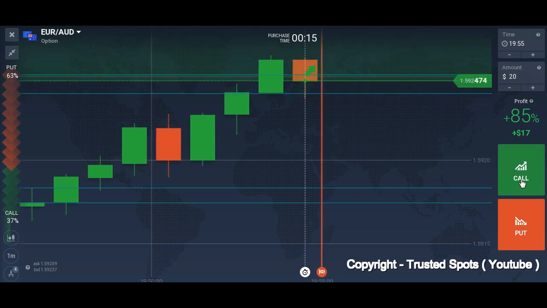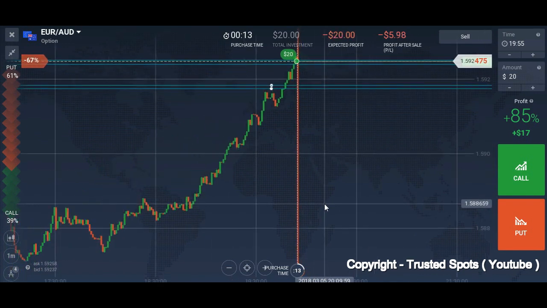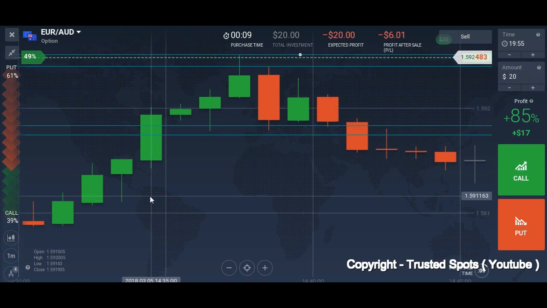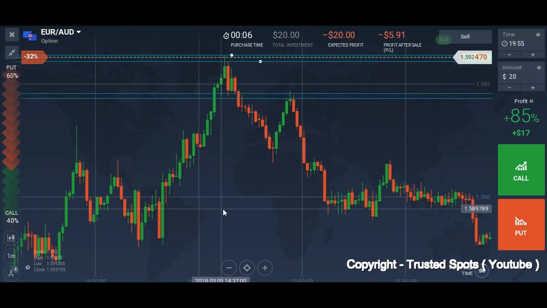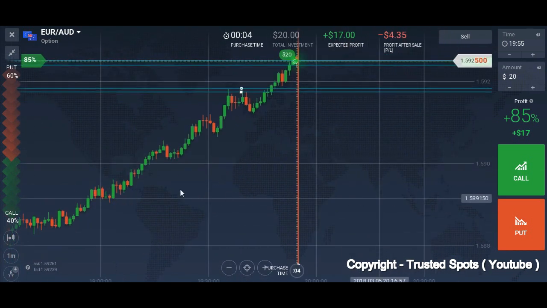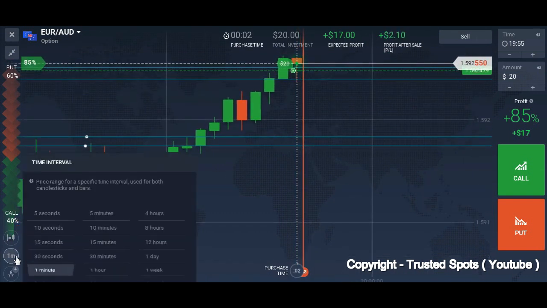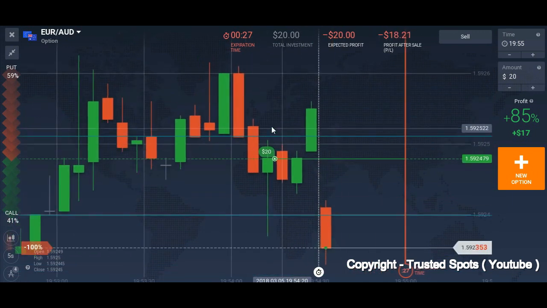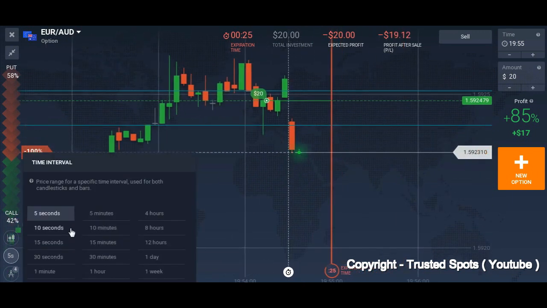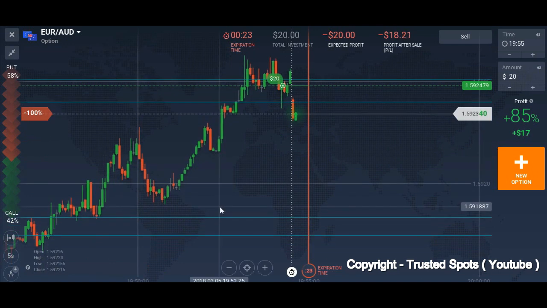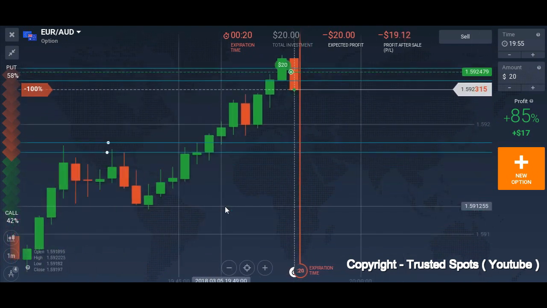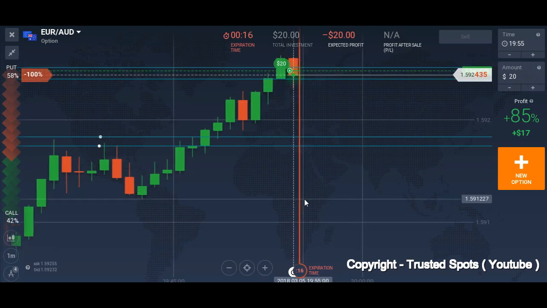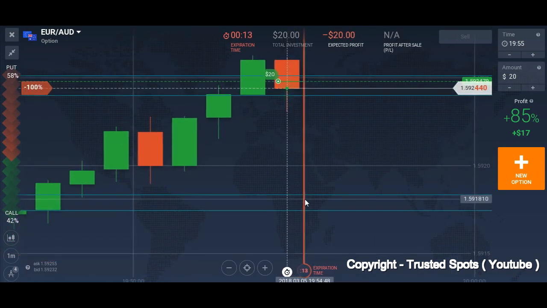Okay, yes, I got the confirmation. It was a breakout. Yes, it was a breakout. And let me see the confirmation. Yes, we have the confirmation. So we placed our trade in the direction of trend. The trend was uptrend. This was the breakout candlestick. We got the confirmation as well. So we have done everything correctly. Let's wait for the result.